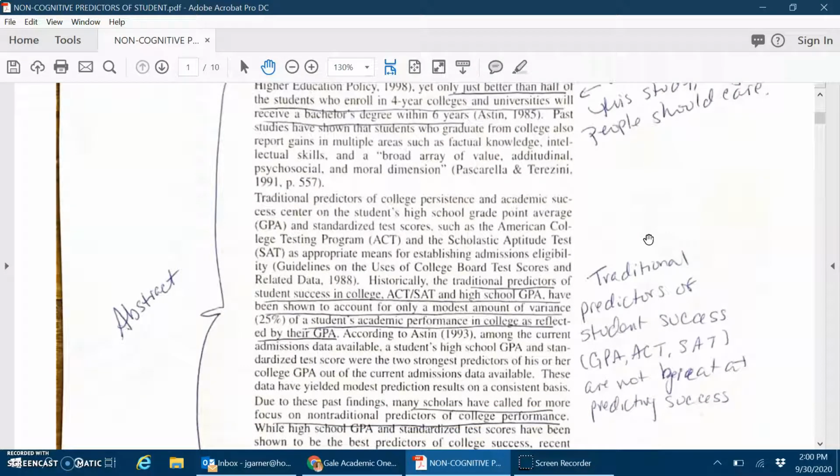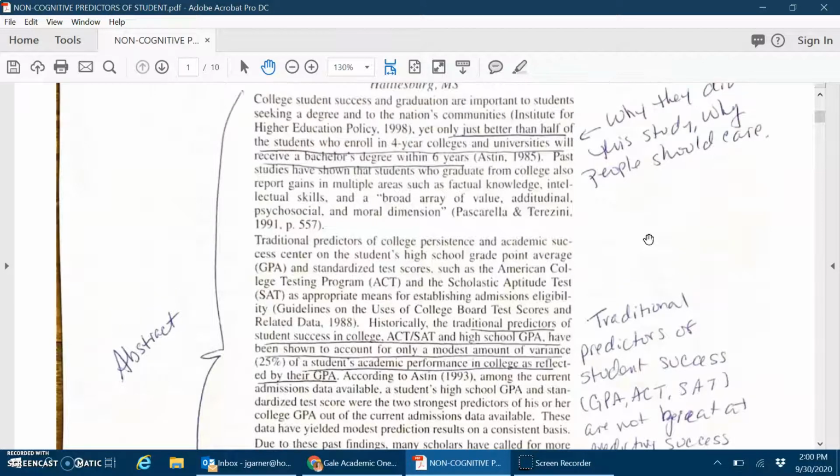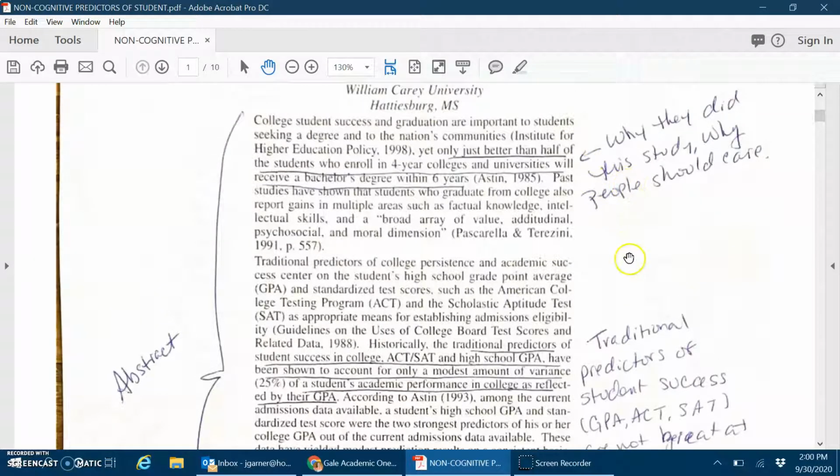But the abstract, think of the abstract as part summary of what the article is going to be about, as well as telling you a little bit of what I like to call the so what. Why should people care about this? Why did the authors themselves do a study of this?